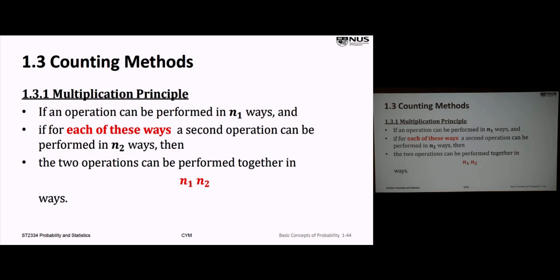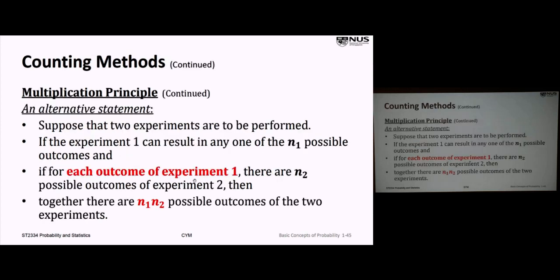Okay, so I have n1 things that could happen, so maybe I can flip a coin and it could be head or tail, right? And then after that I might roll a dice. So the number of possible outcomes in this experiment is going to be the number of possible outcomes in my first experiment, which is flipping a coin, that's 2. And then I roll a dice, that's got 6 possible outcomes. So all the possible outcomes of this experiment is going to be 2 times 6, 12. Okay, so that's one way of stating that. Maybe it's completely obvious, hopefully it is.